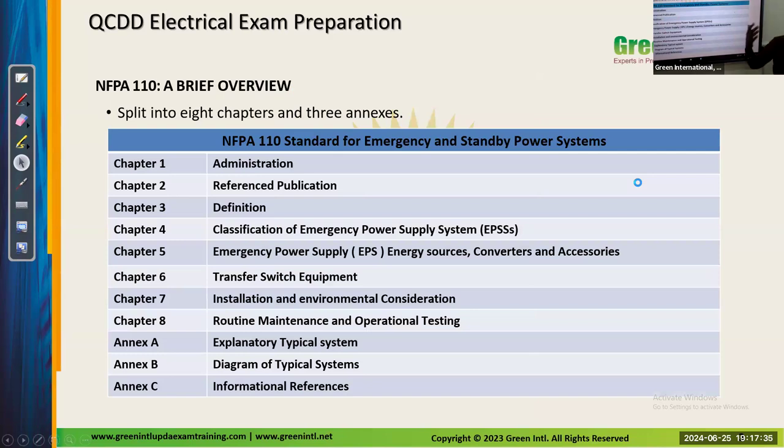As I told you in the previous class, first we need to become familiar with the concept of the information. We must be familiar with where it is. In this standard, we have 8 chapters and 3 annexes. Mostly we get questions from this area.